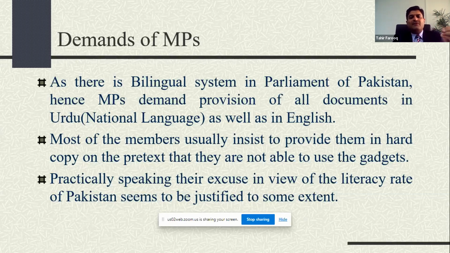But even then, they insist on the provision of hard copies due to lack of knowledge and interest in the gadgets. Practically speaking, their excuse, in view of the literacy rate, seems to be justified to some extent, because a number of people either don't even know the English language, or they are unable to use the gadgets and modern technologies.